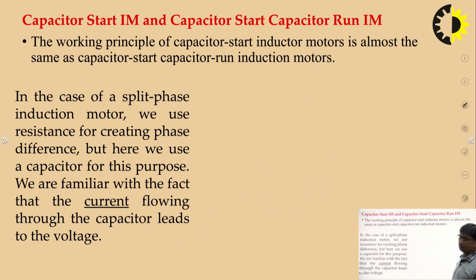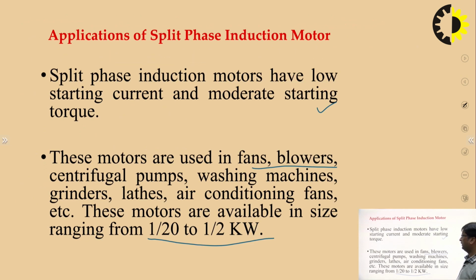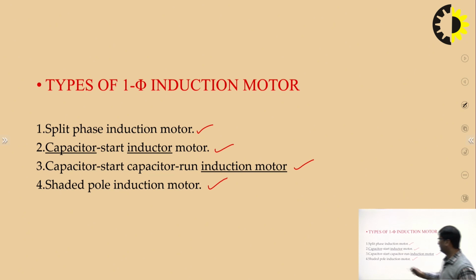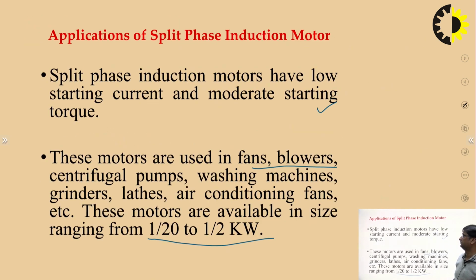So the next method is called the capacitor start induction motor. I told you that the methods are called capacitor start induction motor and capacitor run induction motor. The difference is that the role of the capacitor in the capacitor start motor is only till we start the motor, while in the case of capacitor run, this capacitor is permanently connected to the motor. So let us discuss this method.